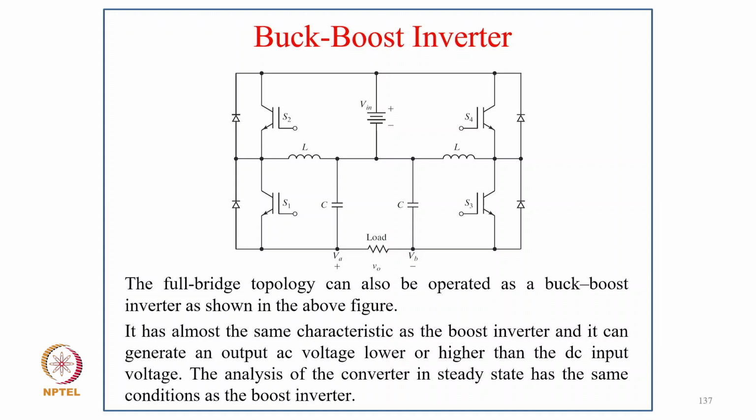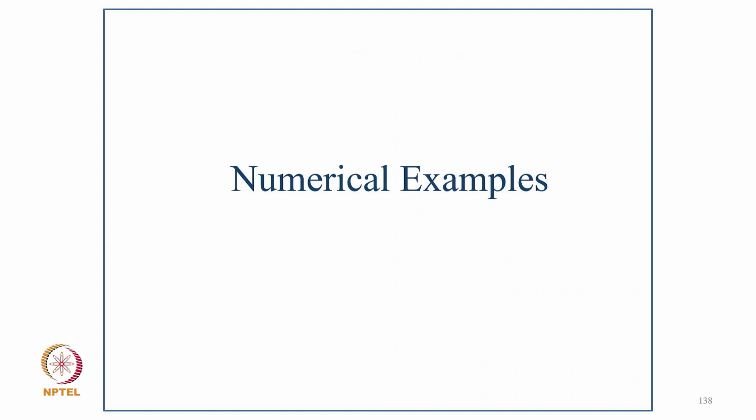Now coming to the buck-boost inverter. The full bridge topology can be operated as a buck-boost inverter, as shown in the above figure. It has almost the same characteristics as the boost inverter, and it can generate an output AC voltage lower or higher than the DC voltage. The analysis of this inverter in steady state has the same conditions as the boost converter.